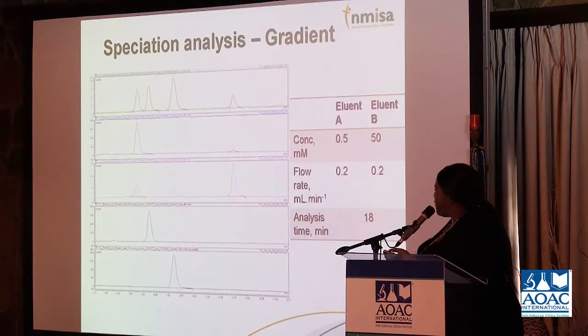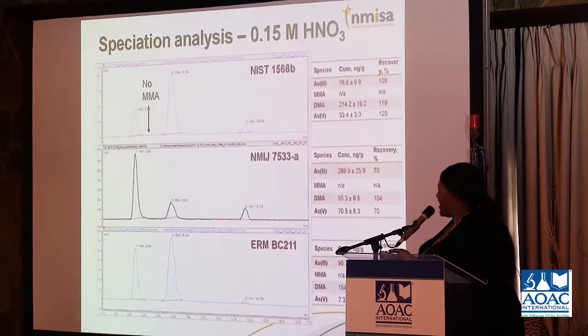Okay, so these are the four arsenic species that we expect in our wheat flour samples, and we managed to completely separate all four of them using a gradient elution, 0.5 millimolar and 50 millimolar at a flow rate of 0.2 in 18 minutes. Okay, I'm going to have to rush because it seems like my time's running out.